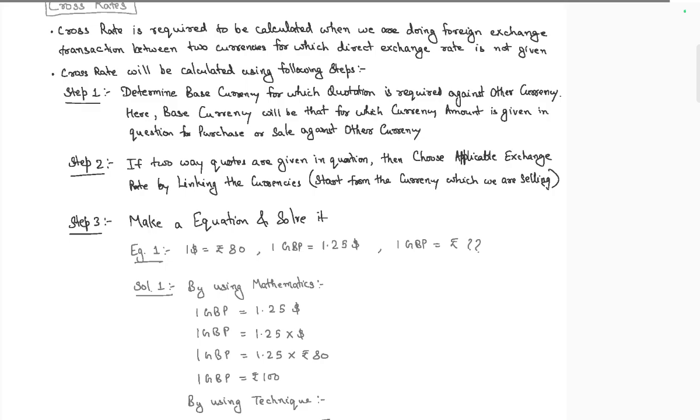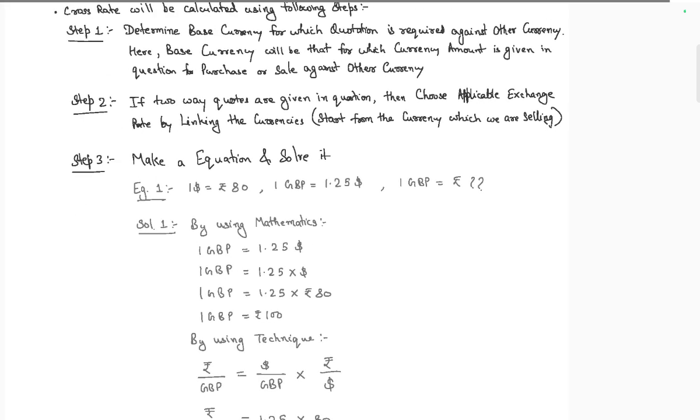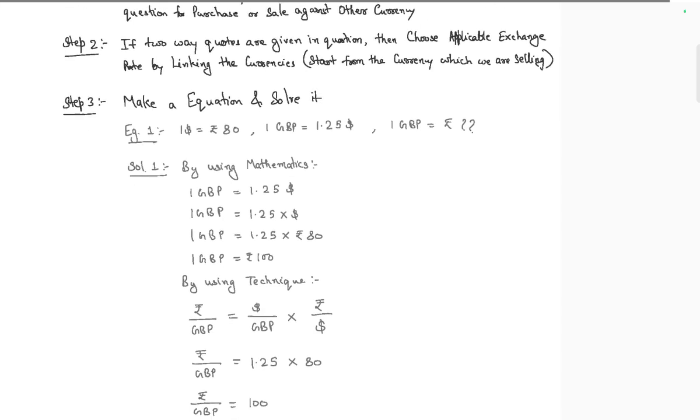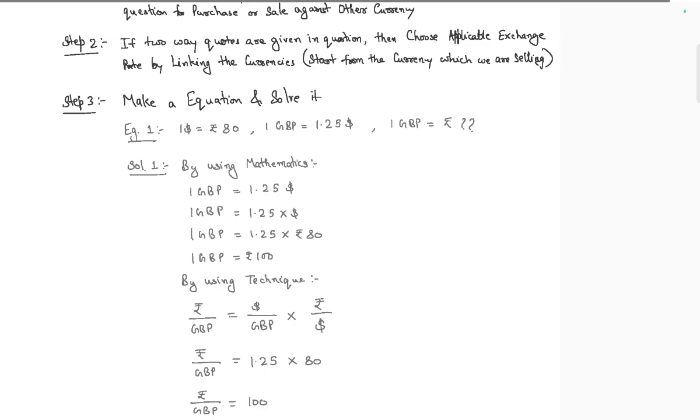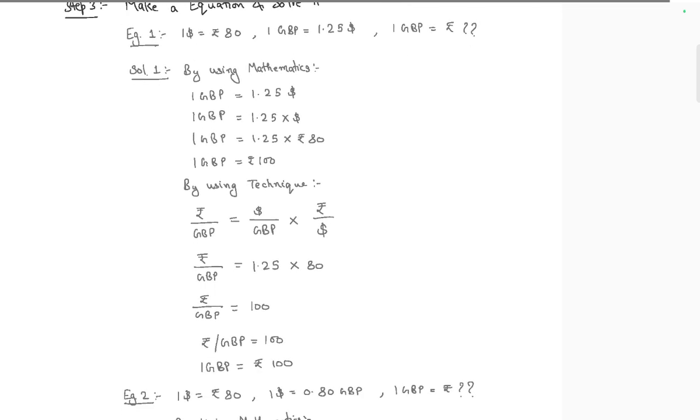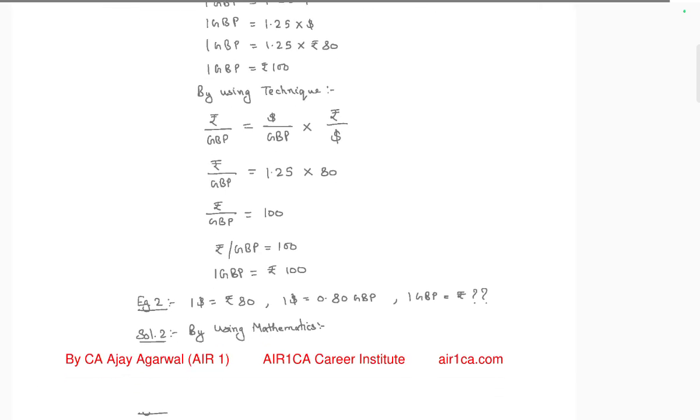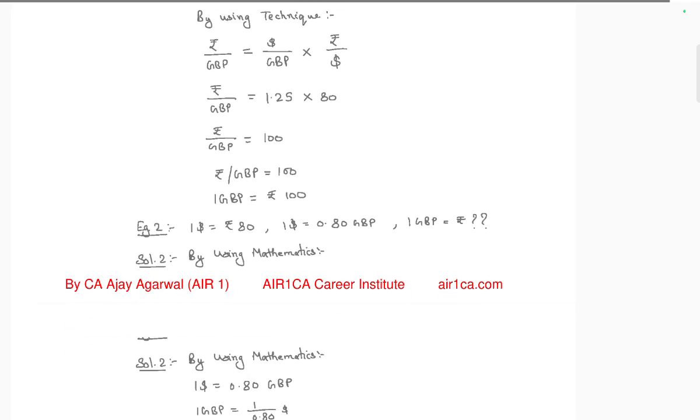If two-way quotes are given, then choose the applicable exchange rate for linking the currencies. Start from the currency which is holding the equation to solve it. So by using mathematics, 1 GBP is equal to 1 GBP to dollar, times dollar to 80 rupees, so 1 GBP is equal to 100 rupees.